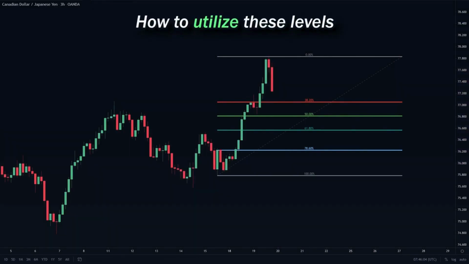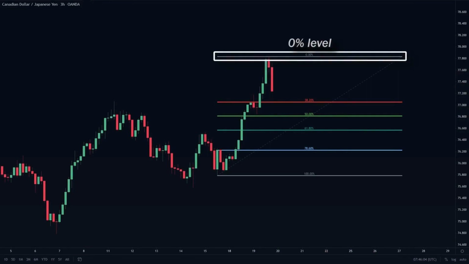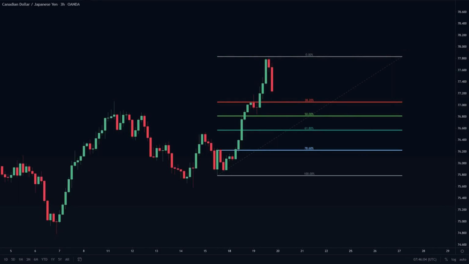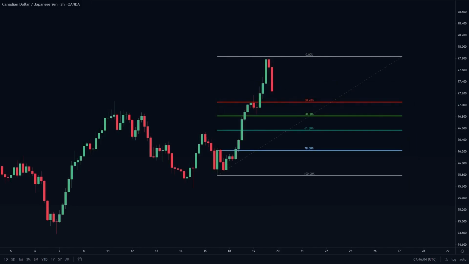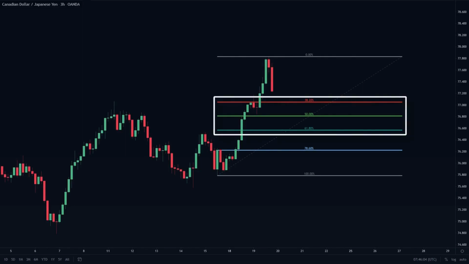So starting from the top, you have your 0% level, which is basically your starting level. And below that 0% level are your Fibonacci retracement levels, which are levels where the price may pull back into. Now, the most common levels where the price may pull back into are these three levels: 38.2%, 50% and 61.8%. These three levels are called the golden zone.